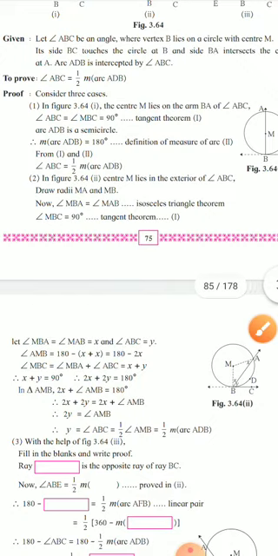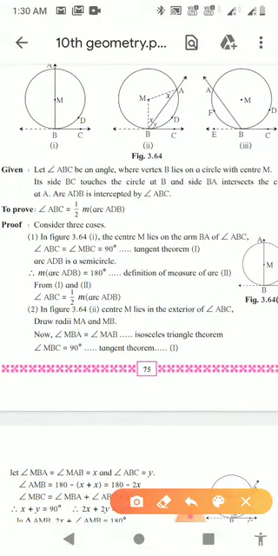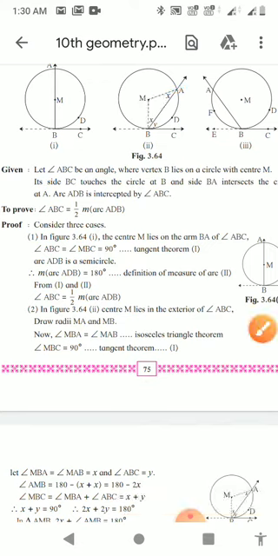Now if I consider this angle AMB, it is equal to 180 minus these two angles. Or I can write, in this triangle, angle AMB plus angle MBA plus angle MAB is equal to 180 degrees. So MBA is also X, MAB is also X. So I can write this angle AMB as 180 minus 2X, isn't it?